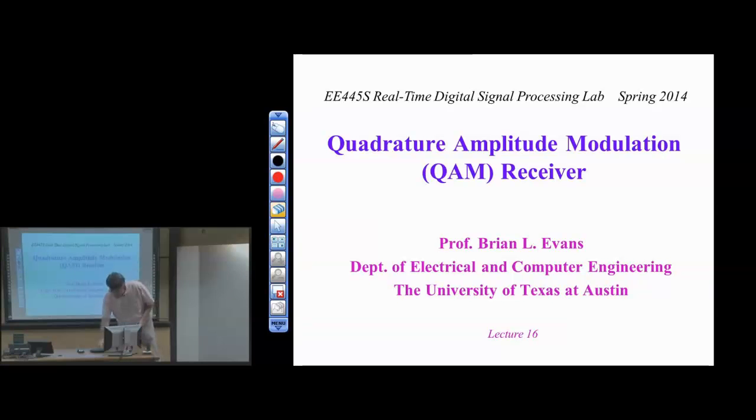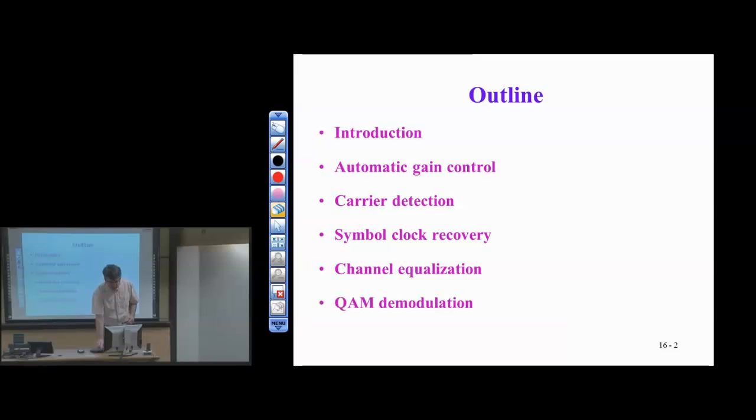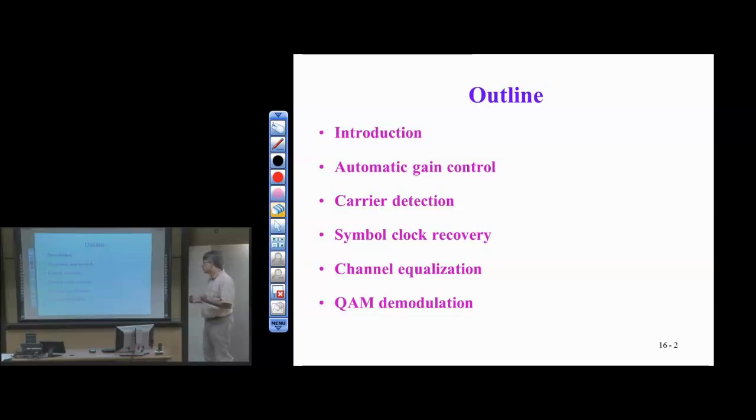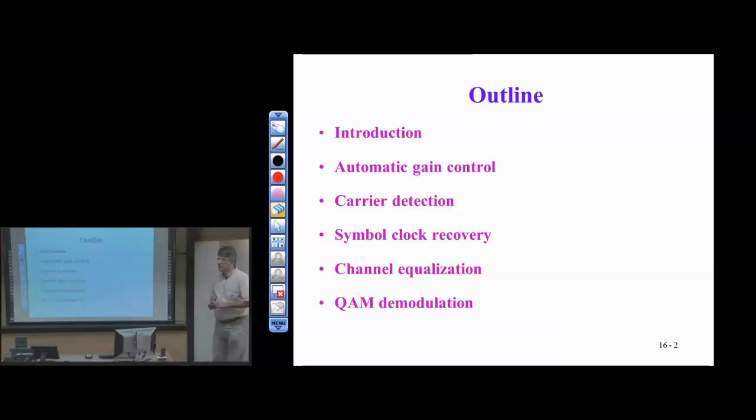So in part 1, I covered briefly the block diagram for QAM reception, and these are the topics for the whole 2 parts here. So for an introduction, automatic gain control. Today we'll do the remaining subsystems, carrier detection, symbol clock recovery, channel equalization, and finally the demodulation step.